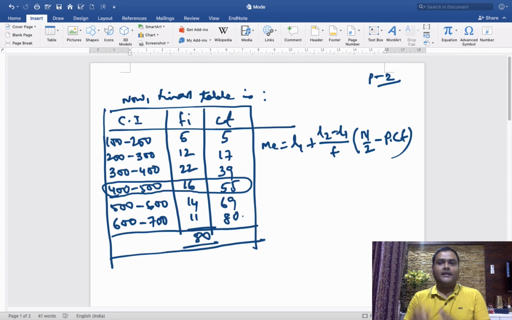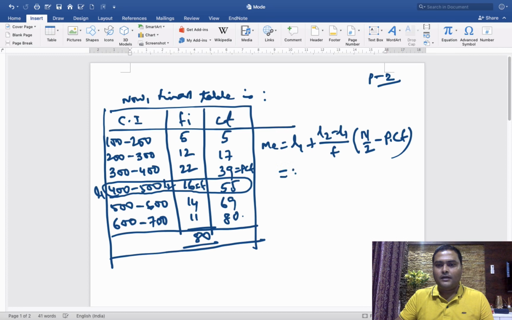n is 80, n by 2 is 40. In which class is this 40 falling in the cumulative frequency? Up to 39 is the 300 to 400 class, and 40 is falling under the next class, 40 to 55. So it is clear that the class interval 400 to 500 is the median class. In this case, 400 is L1, 500 is L2, 16 is F, and the previous class cumulative frequency is 39.